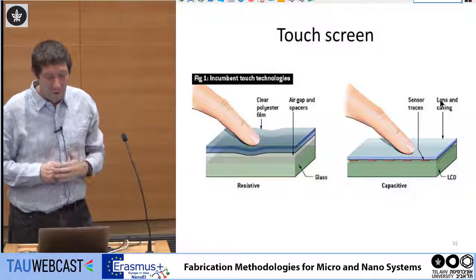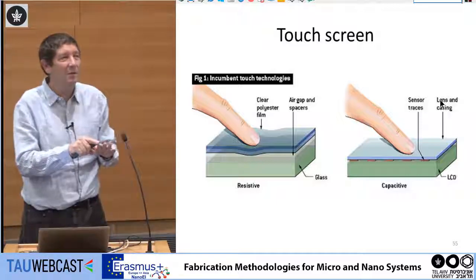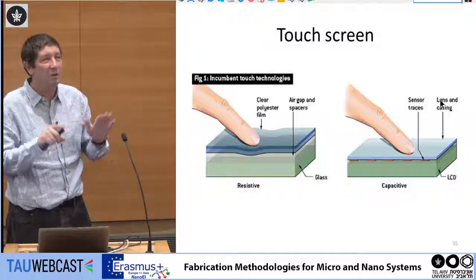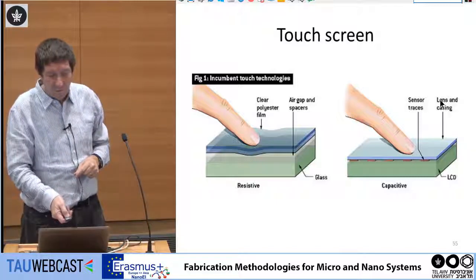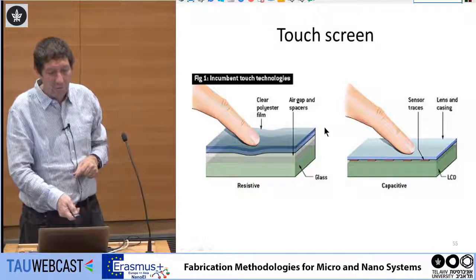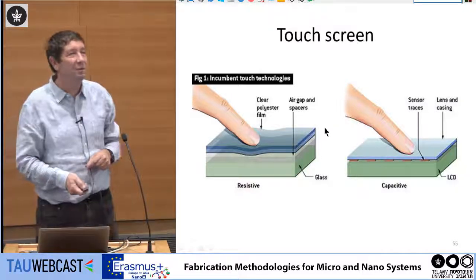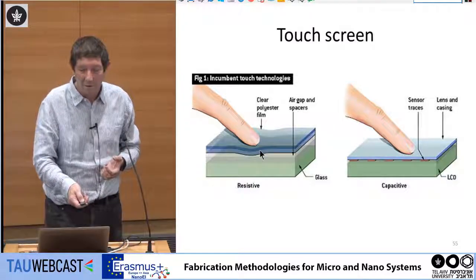So you can take a structure where the resistance of the material depends on the strain. In this example, when your finger touches the material, you bend it a little bit. So if you have a material whose resistivity depends on the strain, you can detect this touch.